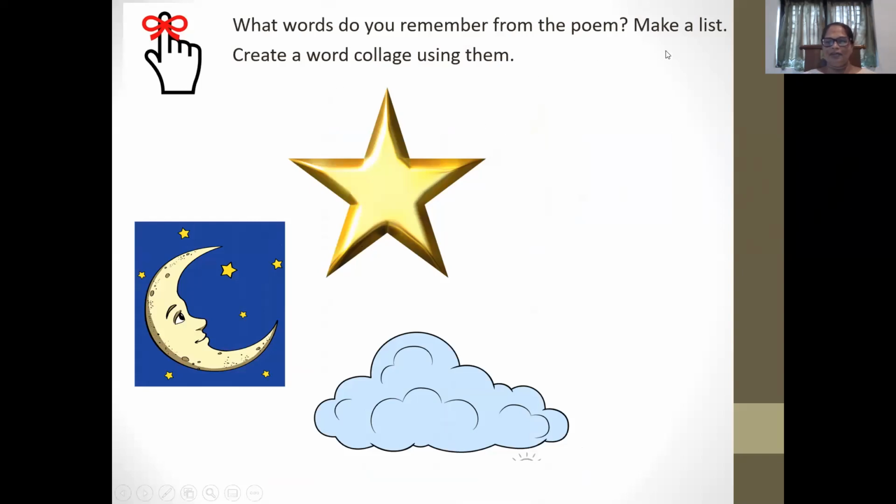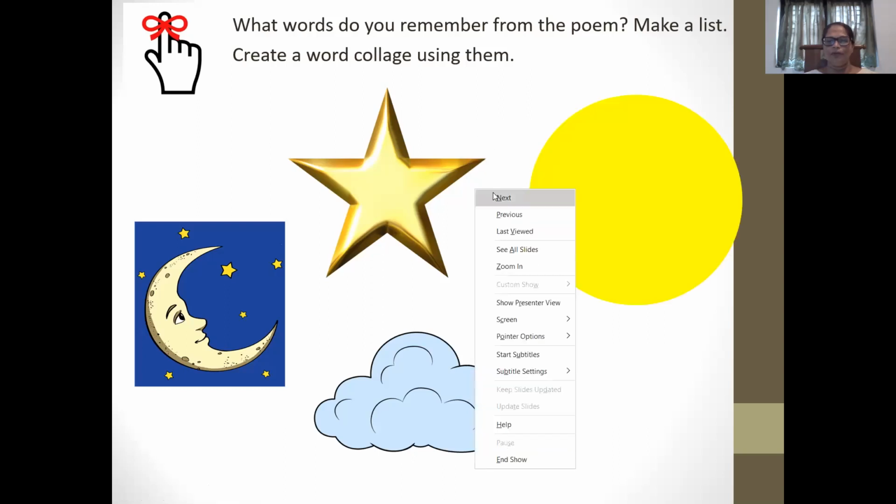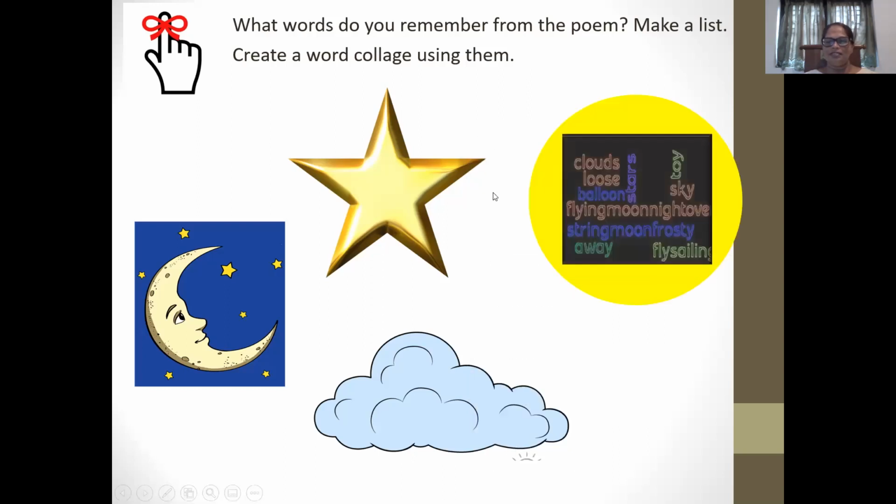So using the word list, you can create a word collage. Have you ever done a word collage? You might have done collage with papers when you were in primary. But have you tried a word collage? I'll show you one which I have done using the computer. Yes, this is my word collage. Can you see?